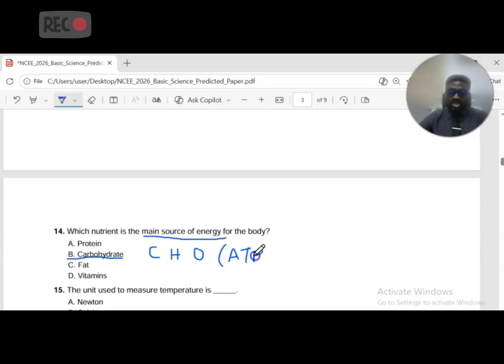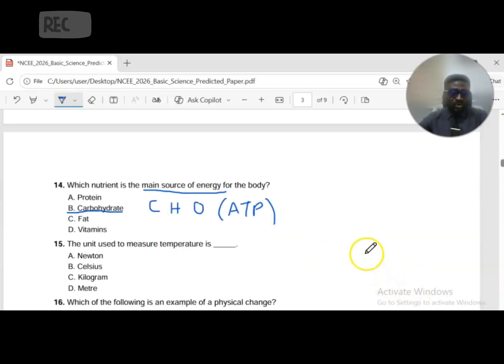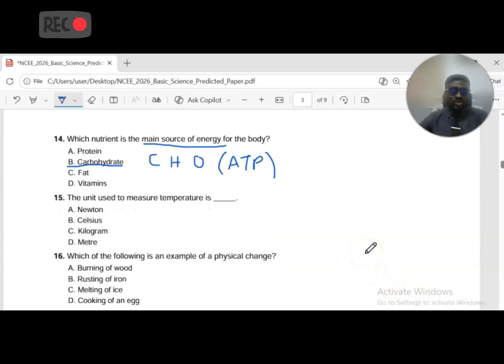The ATP stands for adenosine triphosphate. It's broken down by a component of the cell called the mitochondria, or the powerhouse, to release energy for cellular respiration. So carbohydrate is the answer. Is that taken? Let's move on. Question 15. The unit used to measure temperature is dash.